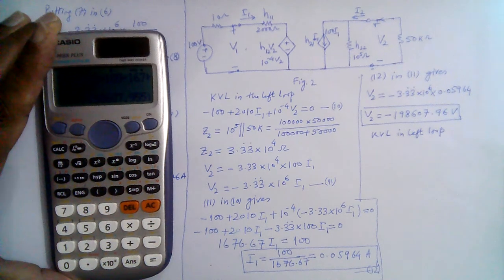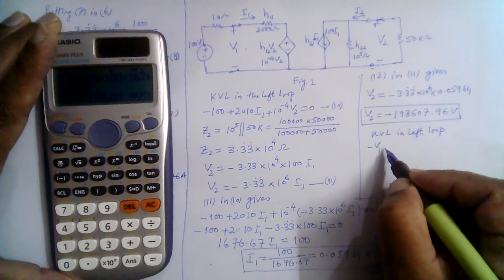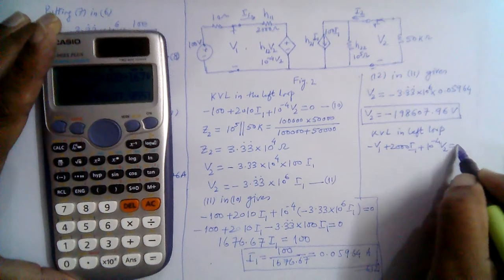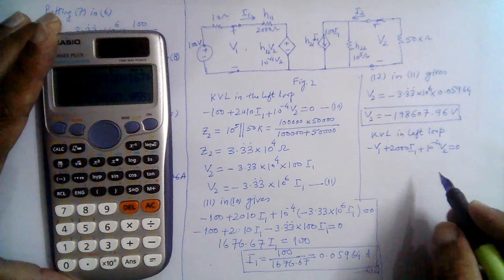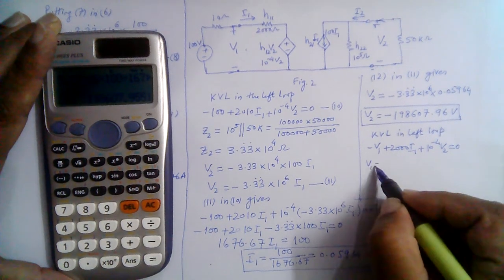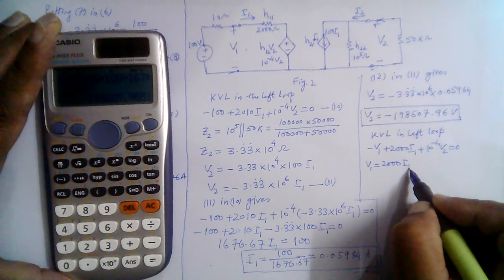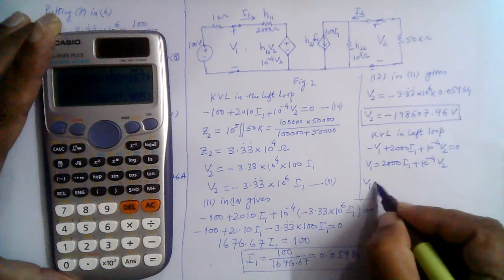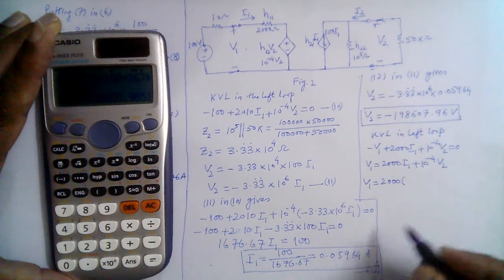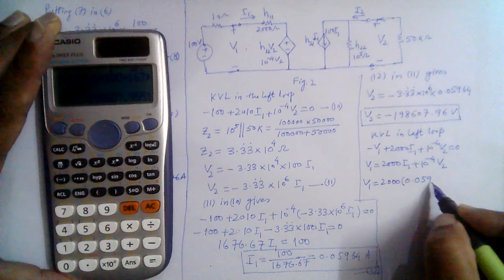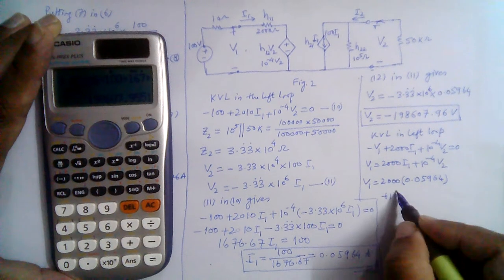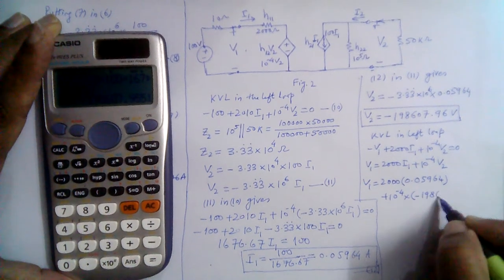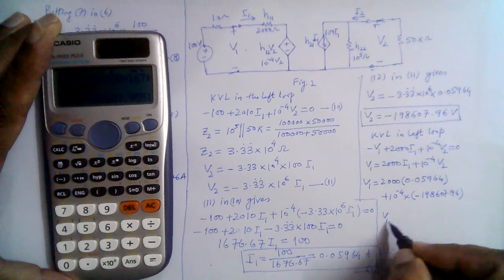So this will give us minus V1 plus 2000 I1 plus 10 power minus 4 V2 is equal to 0. So we can put in the value of I1 and V2 here. So V1 is equal to 2000 I1 plus 10 power minus 4 V2. So V1 is equal to 2000 and I1 is 0.05964 plus 10 power minus 4, and V2 is minus 198,607.96.